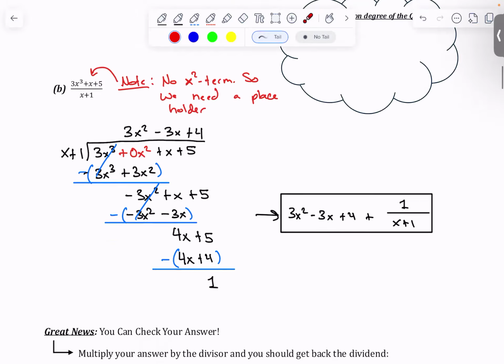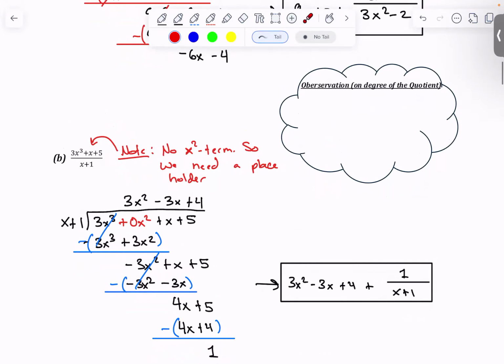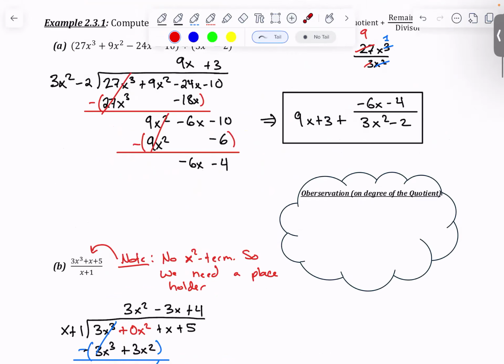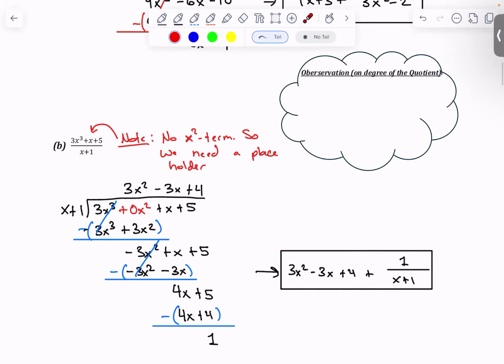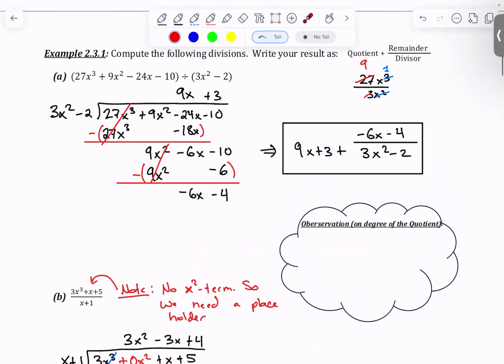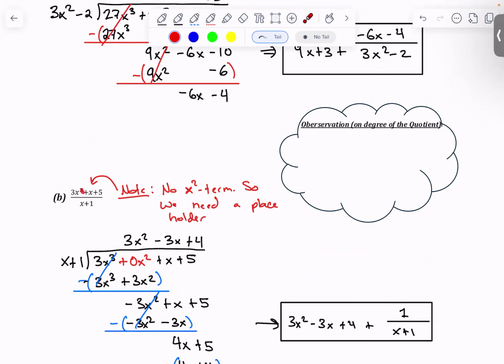Now, before we go on to the great news at the bottom, I wanted to make an observation about the degree of the quotient. The degree of the quotient up top was degree 1, and the degree of the quotient here was degree 2. The degree of the dividend was degree 3, and the degree of the divisor was 2. 3 minus 2 is 1. Similarly, degree 3, degree 1, the difference between those two degrees is degree 2. This is not a fluke.